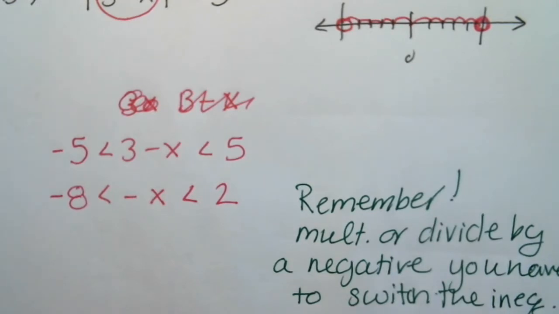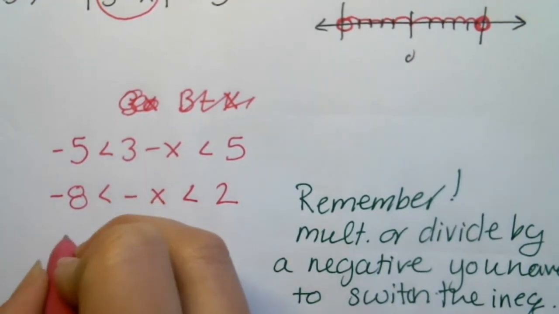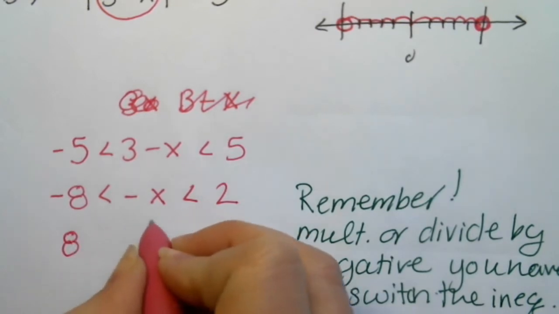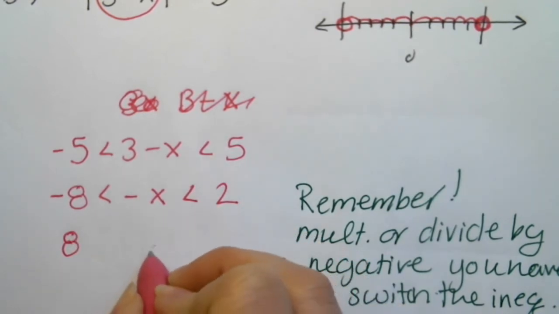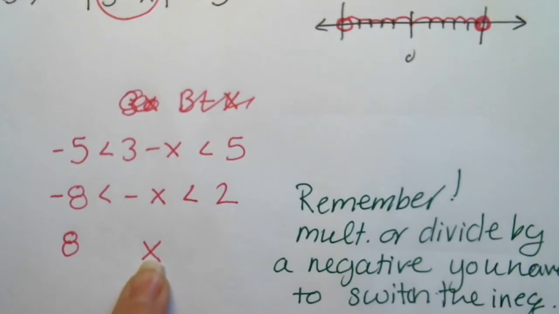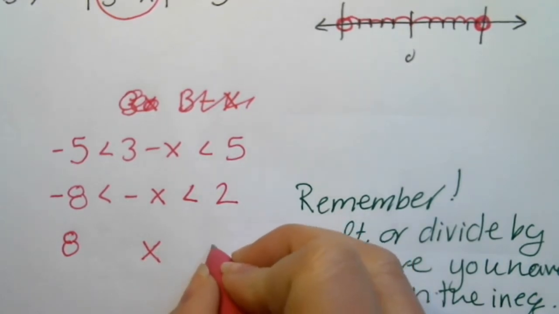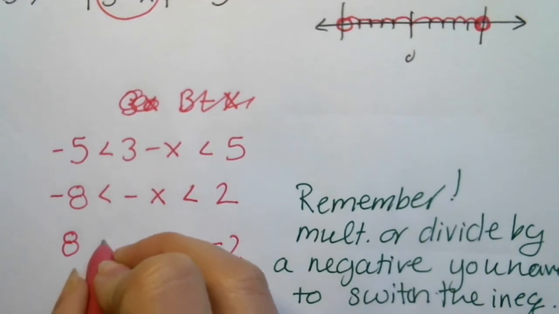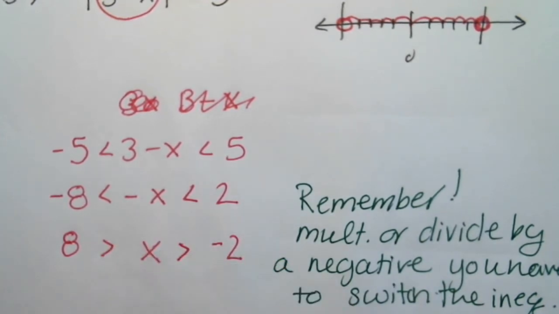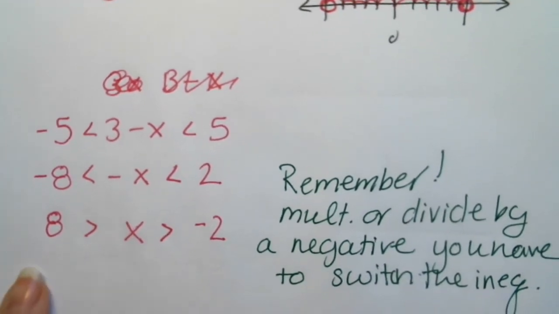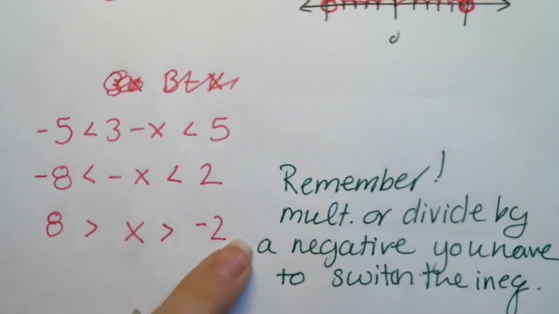So in this example, when we're dividing by -1, -8 divided by -1 is 8. Negative x divided by -1 is x. This is why we were dividing by -1 to begin with. And 2 divided by -1 is -2. And we're switching the direction of the inequalities because we've divided by a negative number. Now we can see that this is x between 8 and -2.